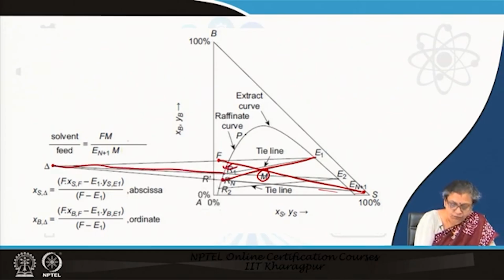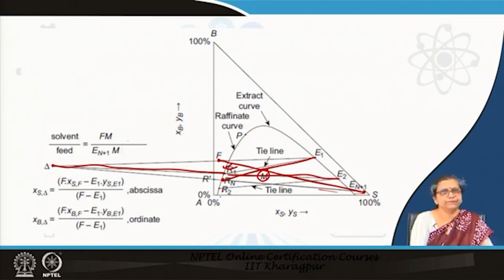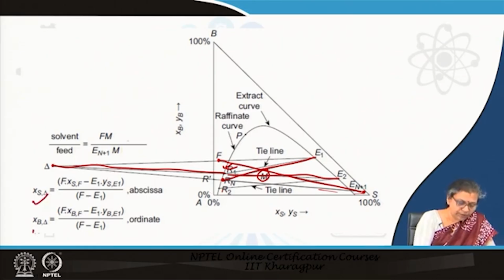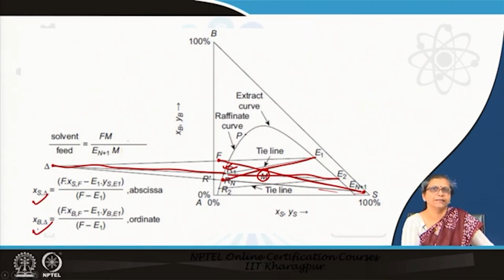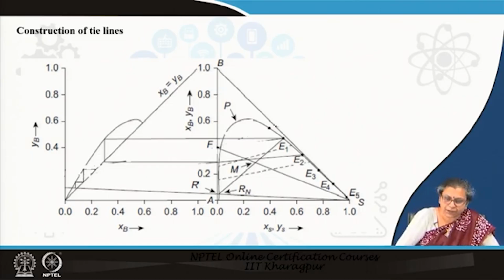From delta to R1 extended, you get E2. From E2 again you draw a tie line, you get R2. In this particular case we find R2 is less than Rn. So, we stop the construction here. So, this is the thing that you need to do. In fact, you can also geometrically find out x delta, just the way I have told you. So, once you have done this, you know how to find out the number of stages. The only thing that is remaining now for you to think is how to construct the tie lines.